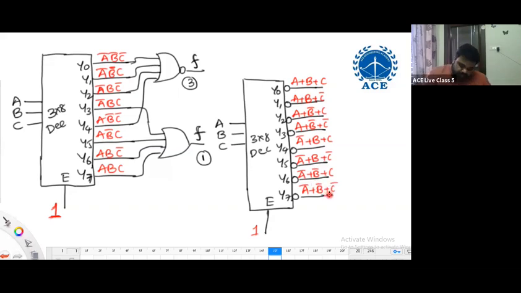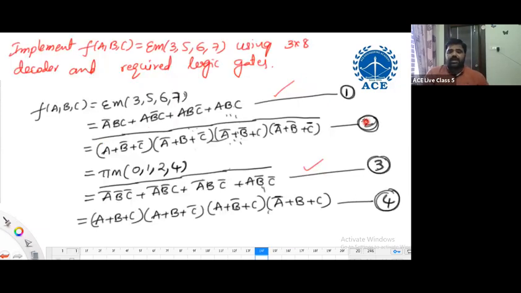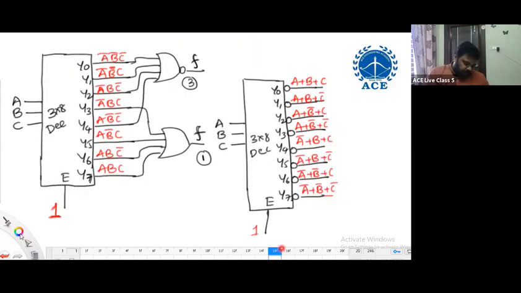When we have these sum terms, from this we can say equation number 2 and equation number 4 can be implemented. Equation number 2 can be implemented using AND followed by NOT, which is a NAND gate. Equation number 4 can be implemented using an AND gate. Check it correctly: equation number 2, ANDing sum terms followed by a NOT gate, is a NAND gate, and here it is an AND gate. So let us see how it can be implemented.